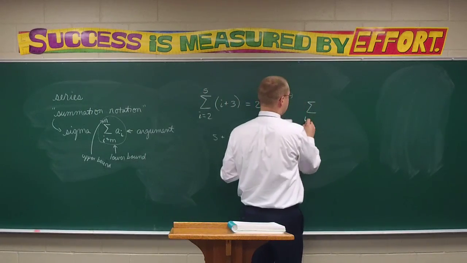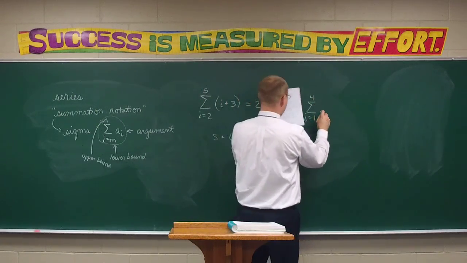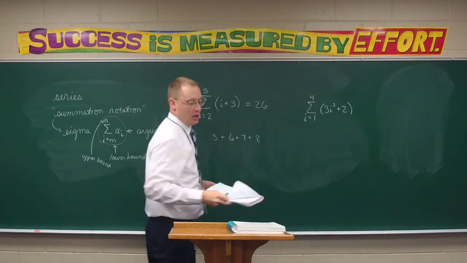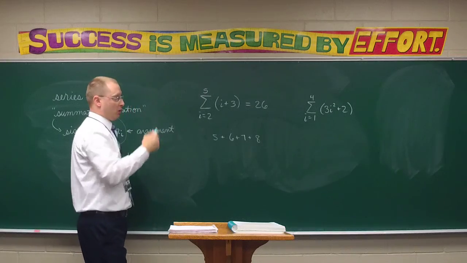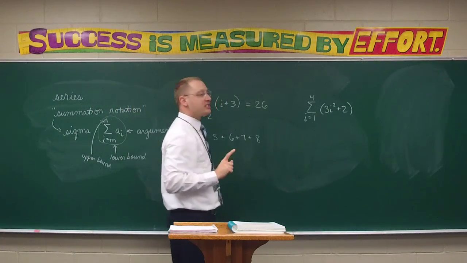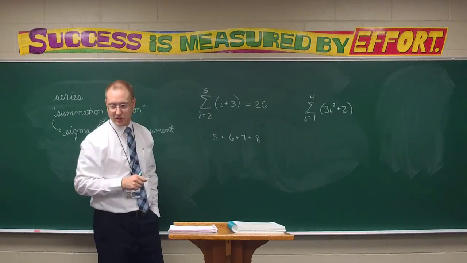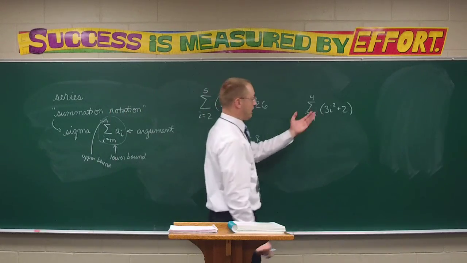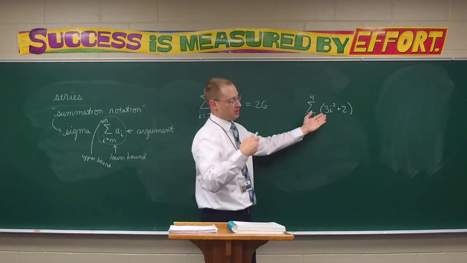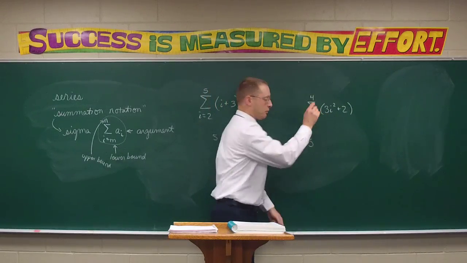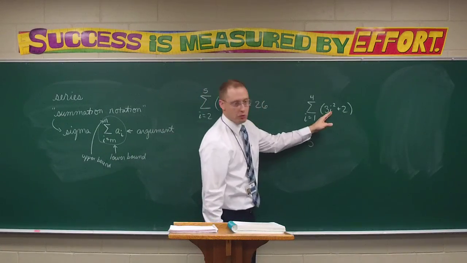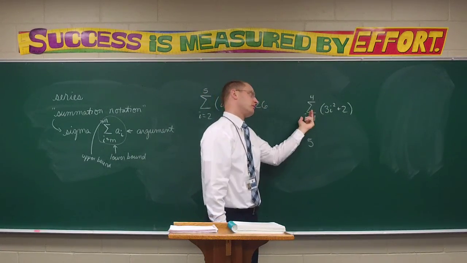Let's take the series from 1 to 4 for the argument 3i squared plus 2. The series from 1 to 4 for 3i squared plus 2. This means the first number we plug in, class, is a 1. And we just plug it in for I. Well, if you square the 1 times 3 plus 2, now what do I plug in? 2. You square the 2 times 3 plus 2.